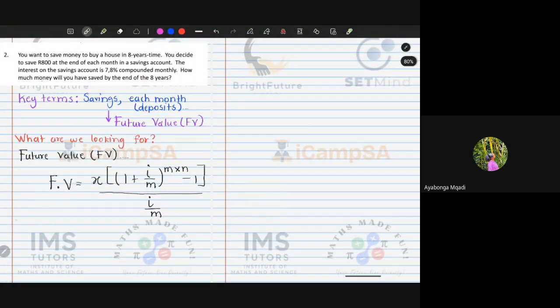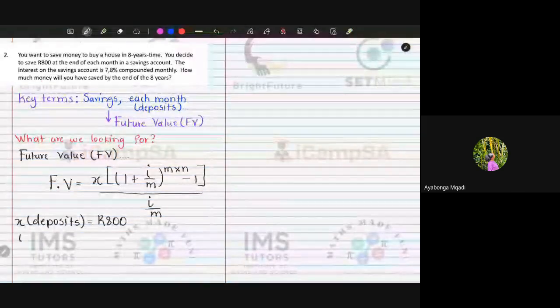I'm going to start first. Remember, X is the deposits which we make, the amount which we put in consistently. I'm going to give it to you. It is 800 rands. Someone in the meeting, please give me what I is.